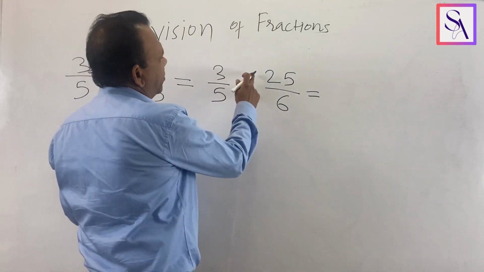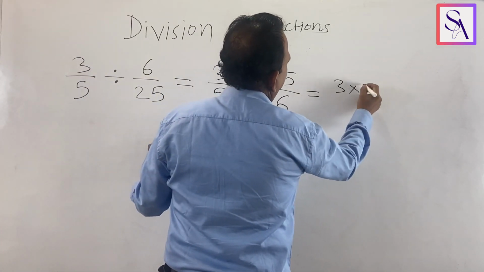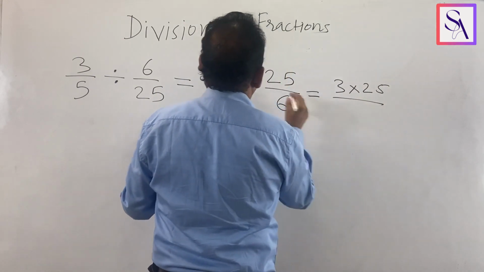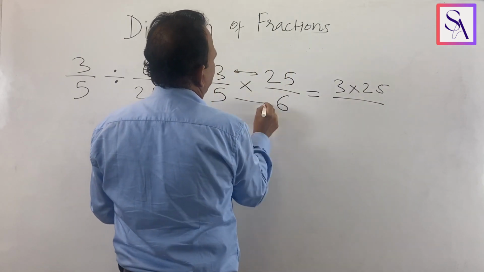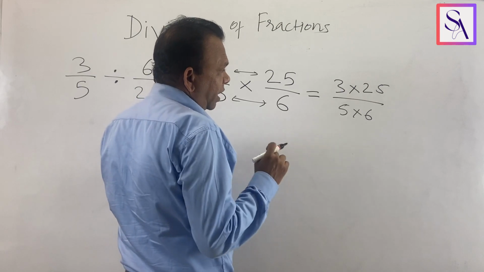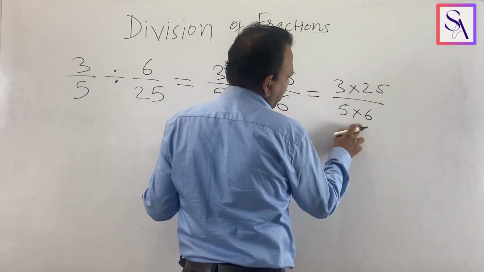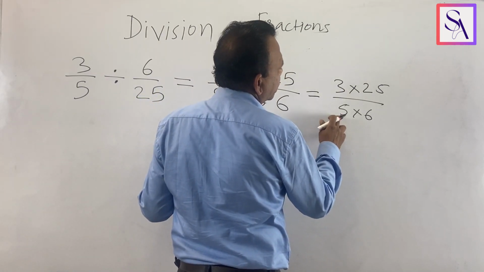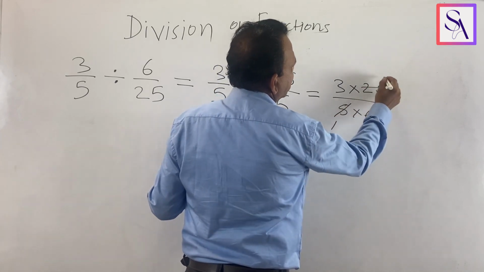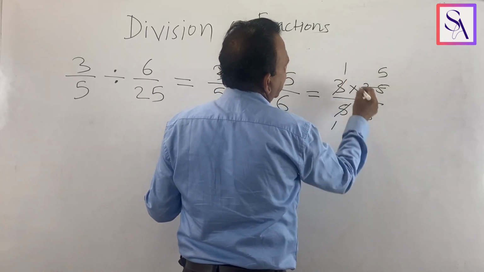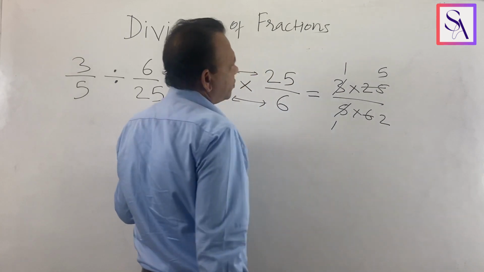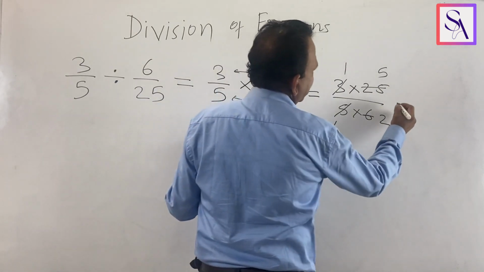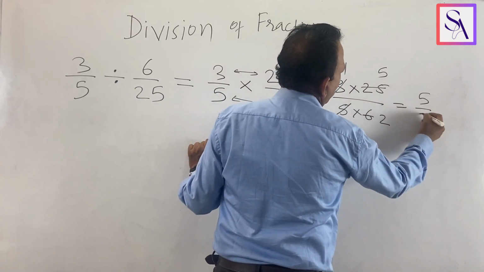So directly multiplication, 3 into 25, direct multiplication 5 into 6. If you can cut something, you can do it. So 5 ones are 5, 5 fives are 25, 3 ones are 3, 3 twos are 6. So answer is 5 by 2.